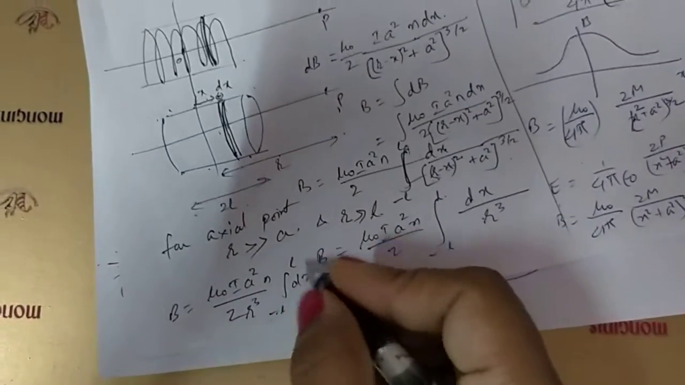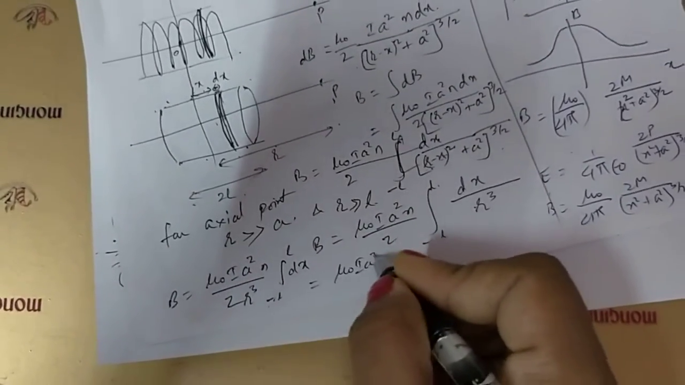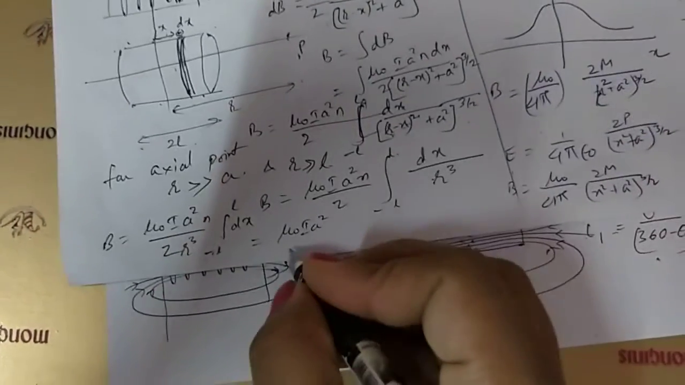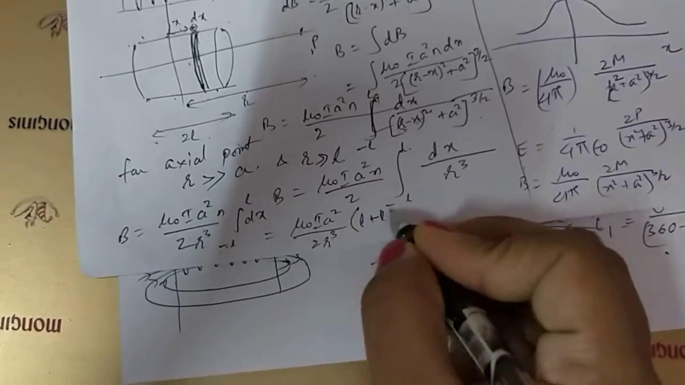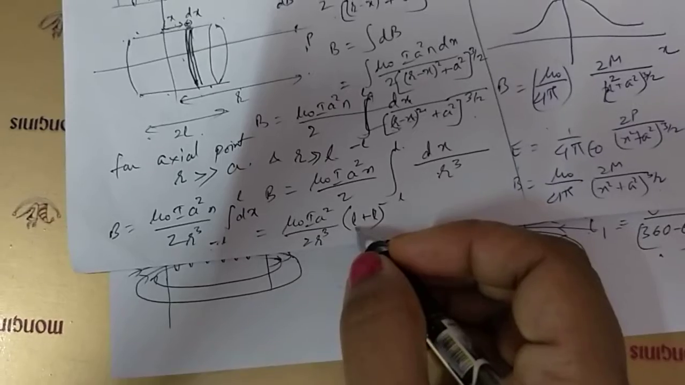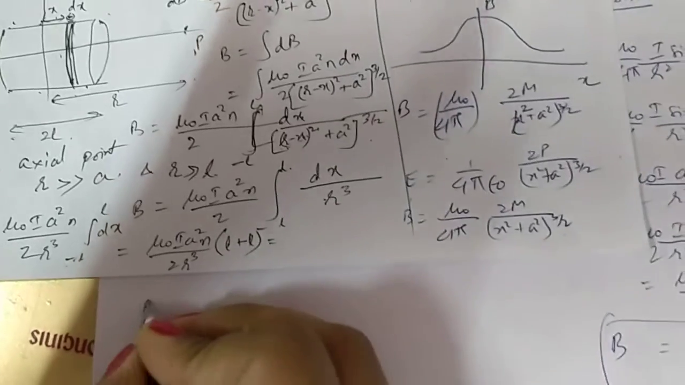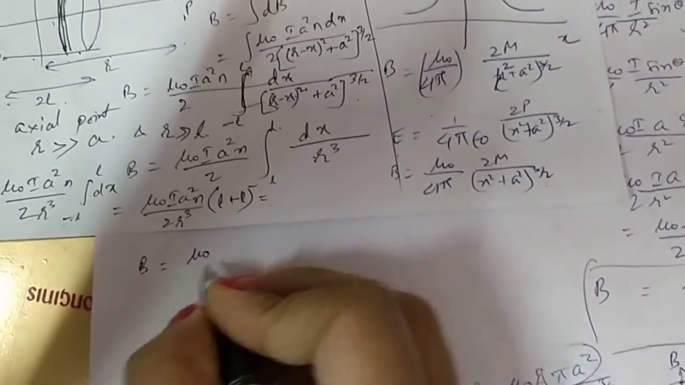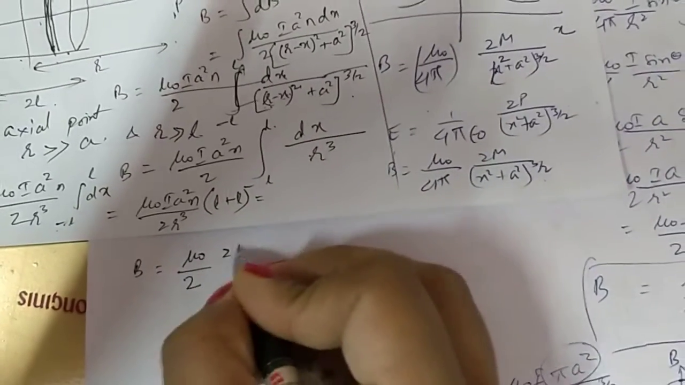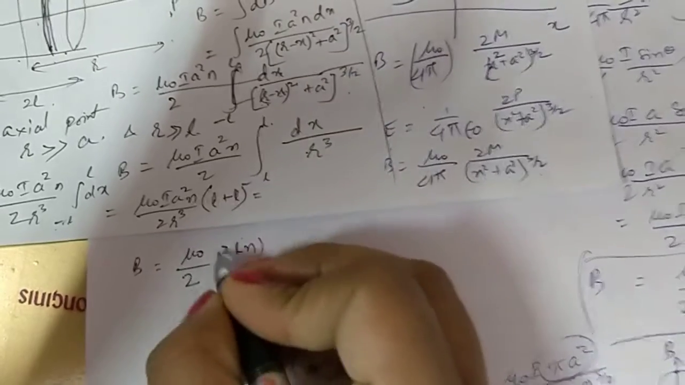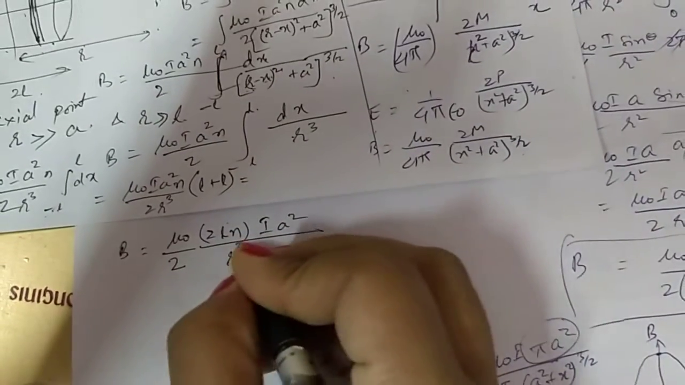The integral of dx is x, and when you substitute minus l to l, you get mu naught I a square upon 2r cube, l minus of minus l is plus l, so this becomes 2l. Then I can write B as equal to mu naught upon 2, and this 2l, and this small n is there, then I a square upon r cube.